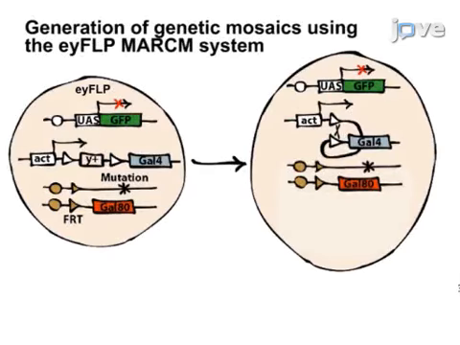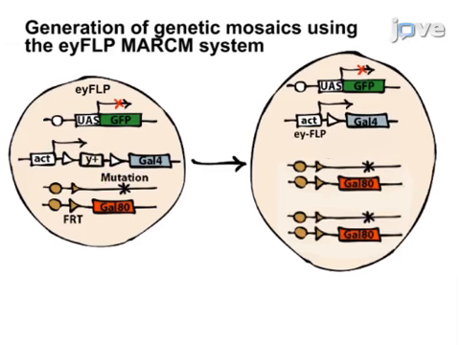Mosaic analysis with a repressible cell marker, or MARCM, enables the generation of genetically defined clonal patches in an otherwise phenotypically wild-type context. A FLP driven by an eyeless promoter catalyzes recombination between two FRT elements flanking a stop cassette marked with a yellow gene.